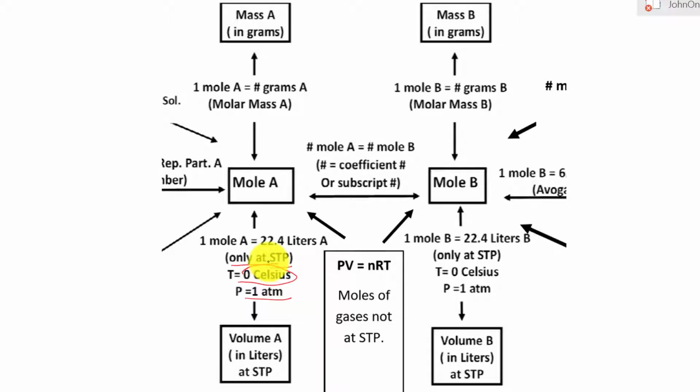That's super cold. Well, that's freezing, okay? And then we don't really have control of the pressure at 1 atm most of the time. So today we are going to look at an equation that allows us to determine the volume of any gas at any temperature and at any pressure. And that equation is PV equal to nRT.